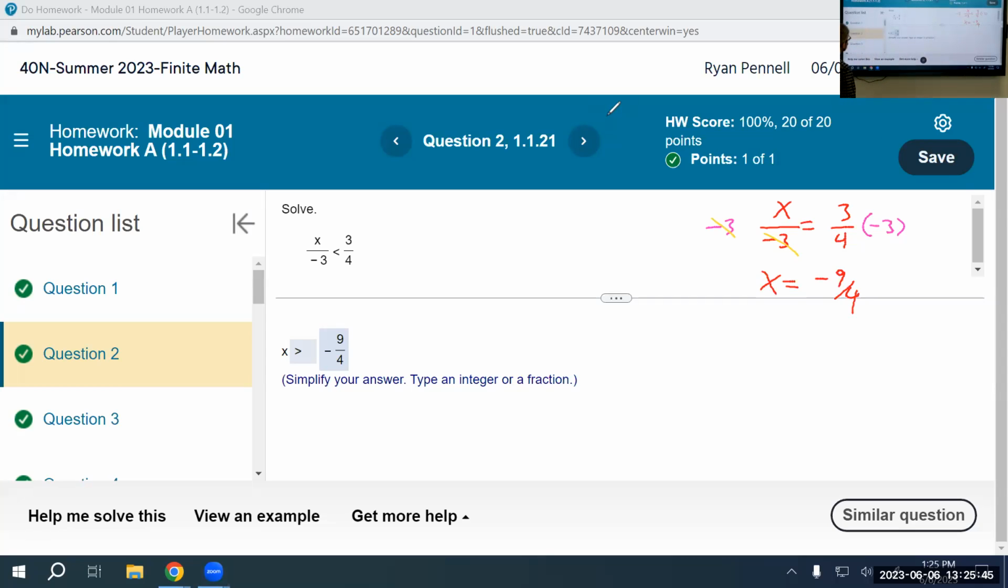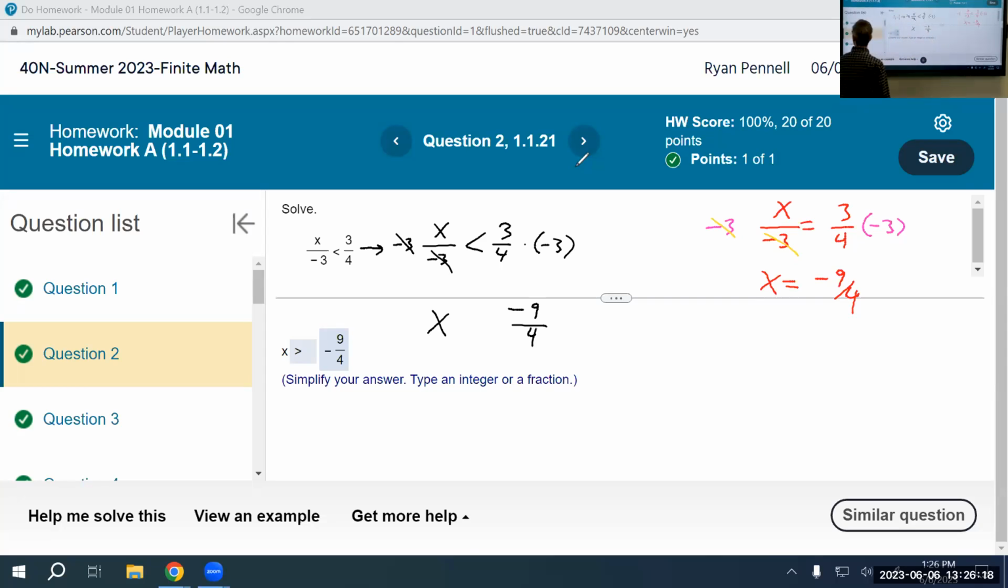If it was equals, that's what I would do. But it wasn't equals, so what do I do? I'm still wanting to multiply by negative 3. I think that's still the technique to go with. It's x over negative 3 is less than 3/4 times negative 3. That reduces, okay? So then we have x by itself, and 3 times negative 3 is negative 9/4.